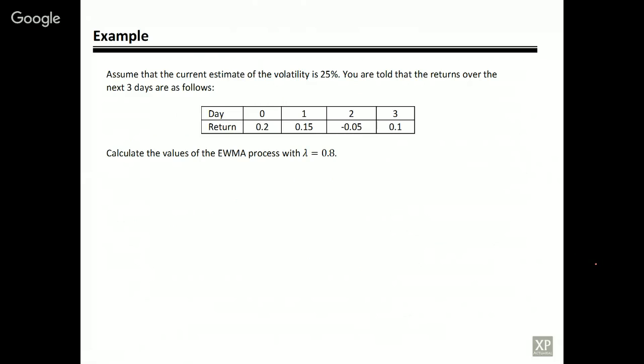So again, we have an example. We'll assume the current estimate of volatility is 25%, and you're told that the returns over the next 3 days are as follows. And we're also told that lambda is equal to 0.8. So we know that h0 is 0.25. From above, h1 would be 0.8 multiplied by our previous day estimate of 0.25 plus 0.2 multiplied by our previous day return squared. And that gives us a value of 0.208.